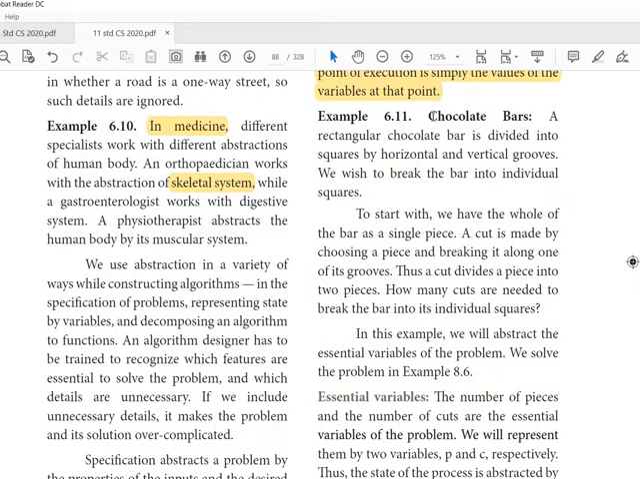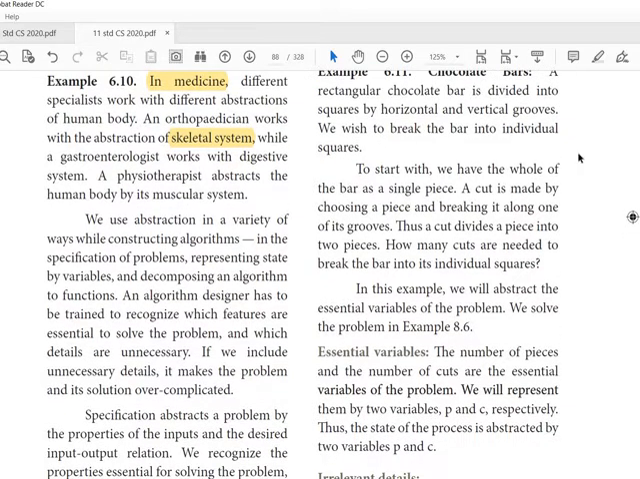They have given an example like chocolate bars. That means a rectangular chocolate bar is divided into squares by horizontal and vertical grooves. That means they are going to cut it. We wish to break the bar into individual squares. You can imagine your Cadbury chocolate. To start with, we have the whole of the bar as a single piece. A cut is made by choosing a piece and breaking it along one of its grooves.